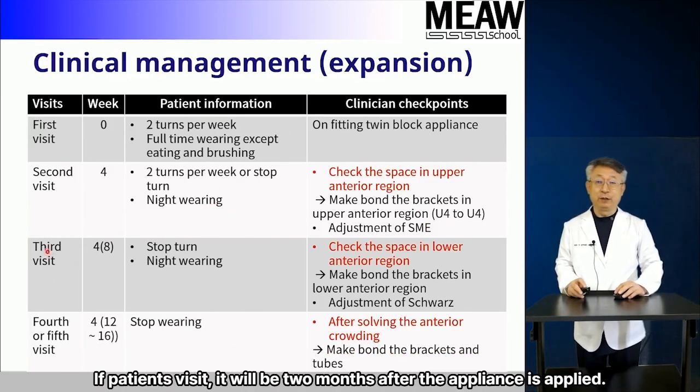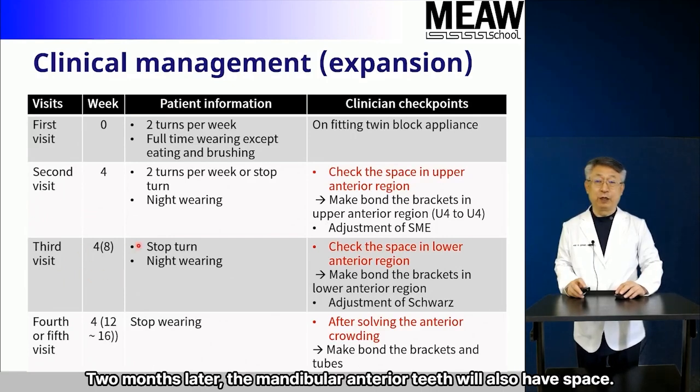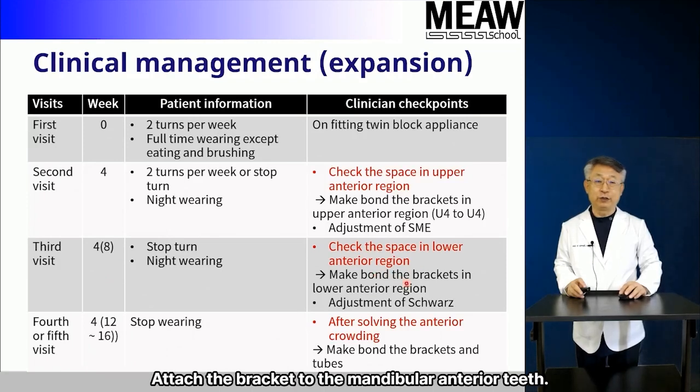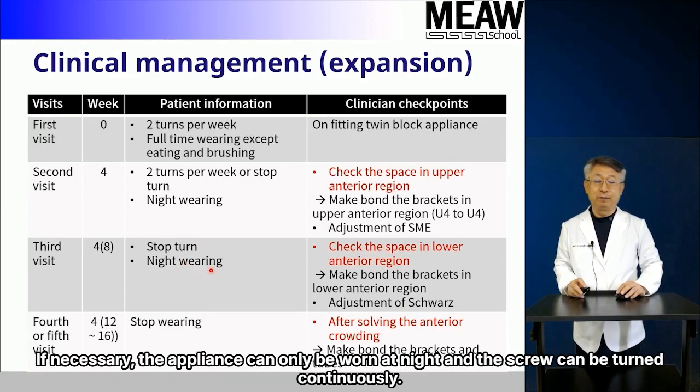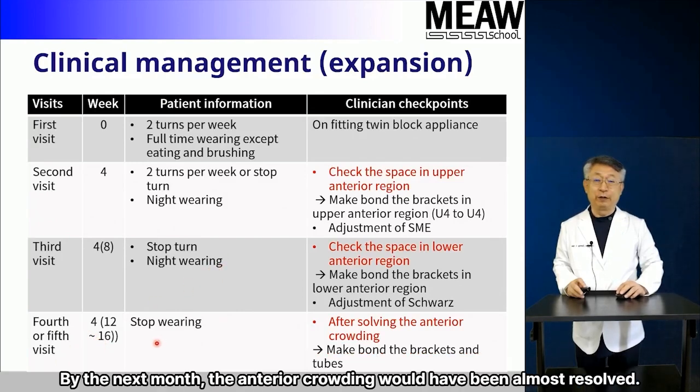If patients visit, it will be 2 months after the appliance is applied. 2 months later, the mandibular anterior teeth will also have space. Attach the bracket to the mandibular anterior teeth. You can either let the patient keep wearing it or stop wearing it. If necessary, the appliance can only be worn at night and the screw can be turned continuously. By the next month, the anterior crowding would have been almost resolved.